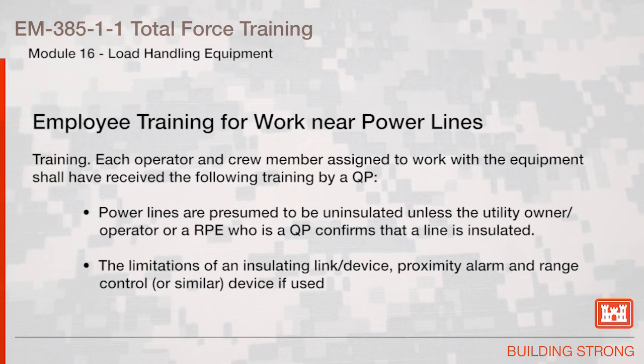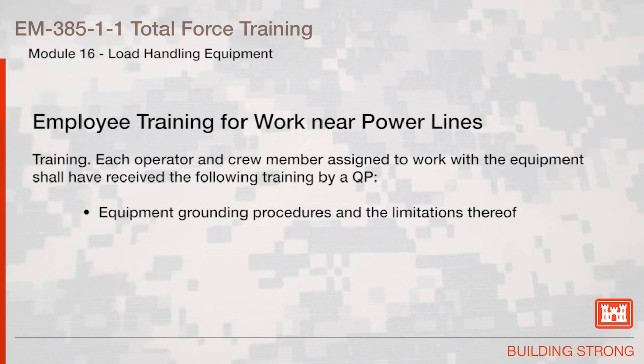Additionally, each operator and crew member assigned to work with the equipment shall have received the following training by a qualified person: that power lines are presumed to be uninsulated unless the utility owner and operator or a registered professional engineer who is a qualified person confirms that the line is insulated; the limitations of an insulating link or device, proximity alarm, and range control or similar device if used; and equipment grounding procedures and the limitations thereof.